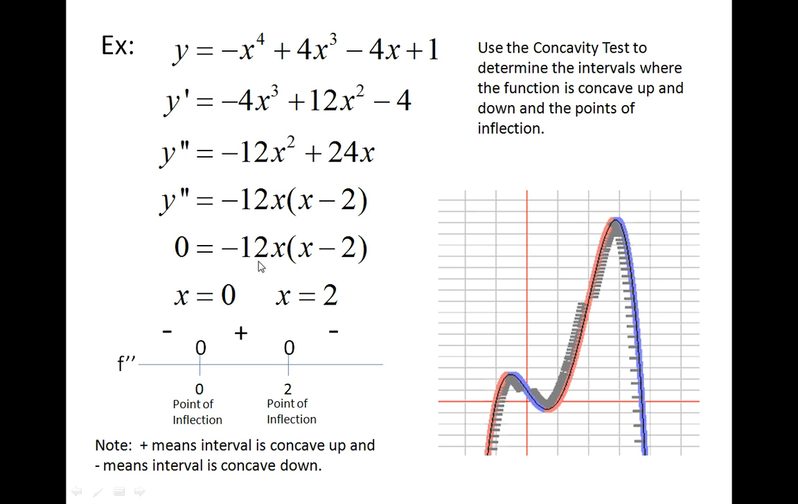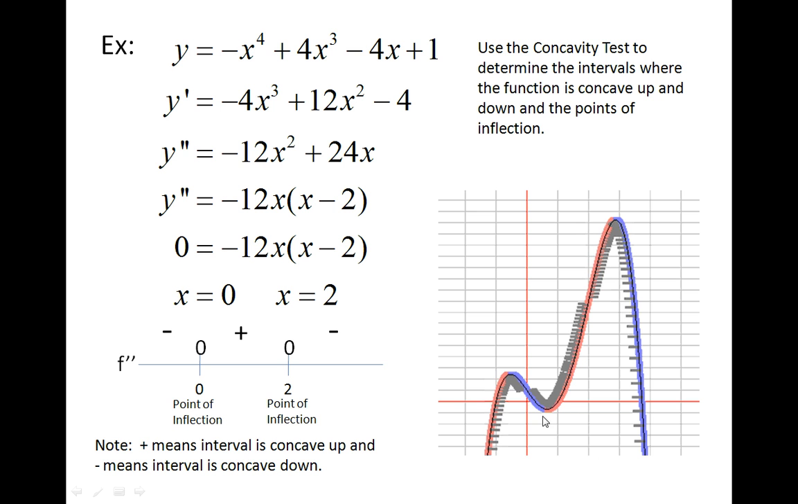Let's see, I went ahead and showed graphically the same function that we've been looking at. If I go ahead and take my second derivative and figure out where my second derivative is 0, I get 0 and 2. Those are what we call points of inflection, places where the second derivative is 0. Points of inflection are going to be the places where the concavity changes.